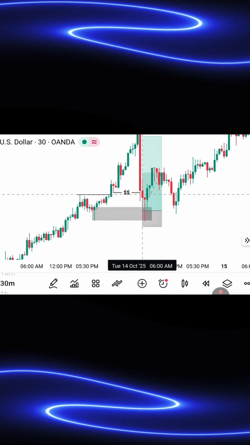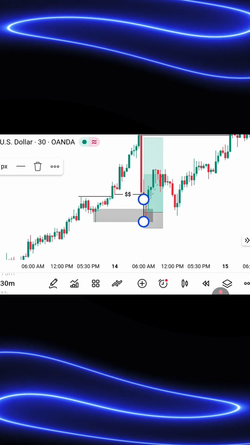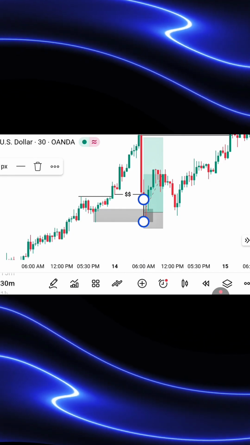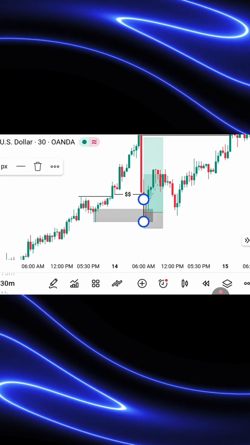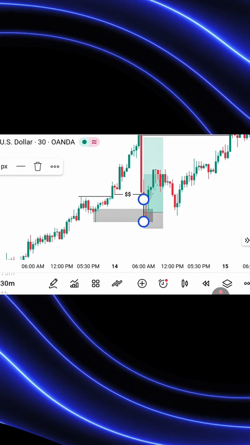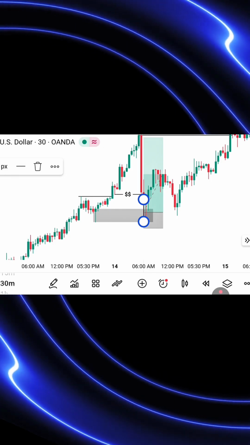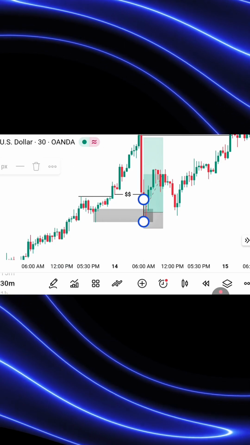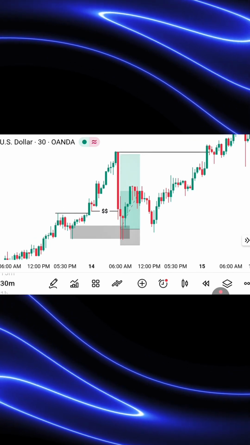rejection candle here. Based on what we learned about candlesticks, rejection candles often mean that the market is about to reverse to the opposite direction after moving in one direction for a long period of time. If you see a rejection candle at a key level like this or a point of interest like this, you should know that the market is about to reverse back to the upside.